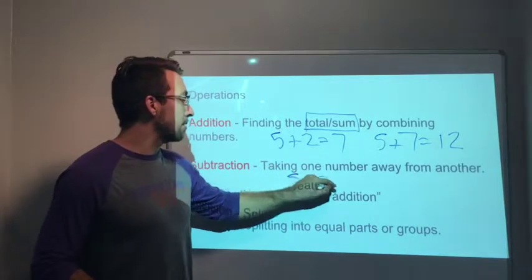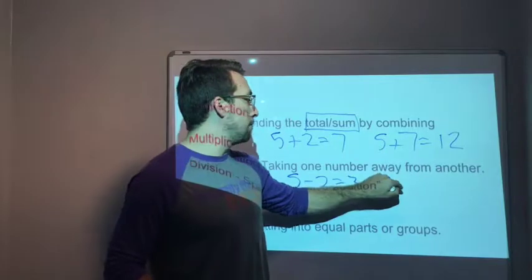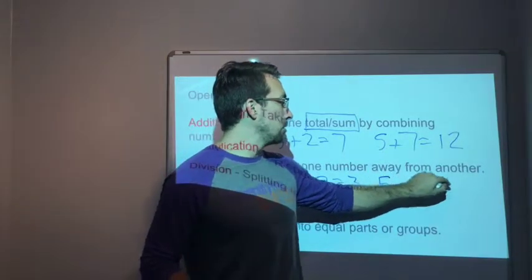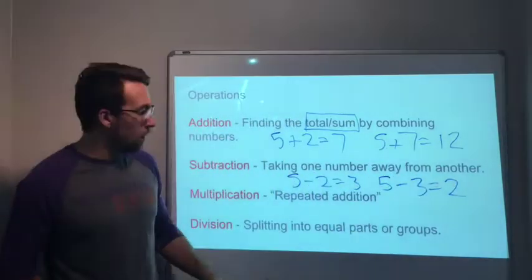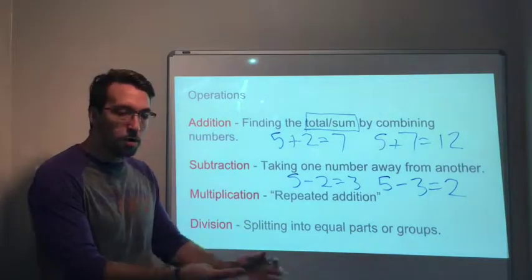Now, subtraction: taking one number away from another. 5 minus 2 equals 3. 5 minus 3 equals 2. Simple. We have 5, and we're going to take 2 away from it. So we're taking one number away from another.